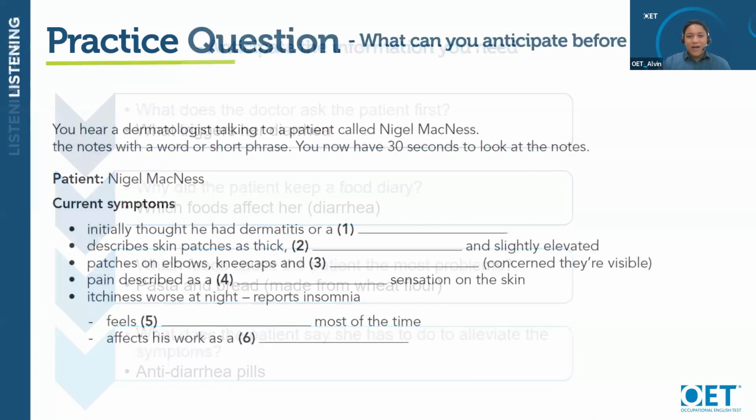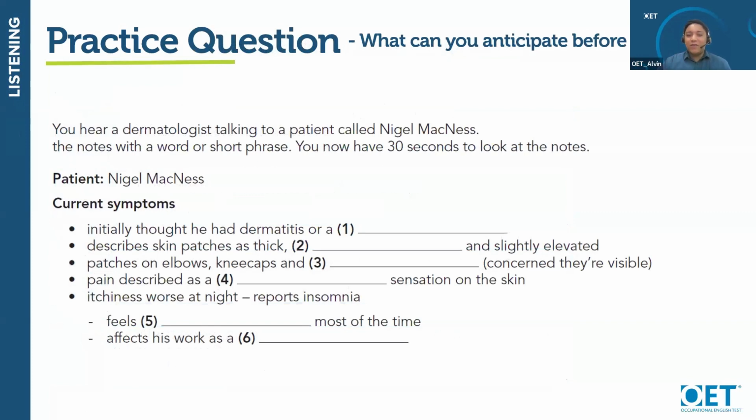So I have here another practice. This time, everybody, we have a patient. His name is Nigel McNess. You hear a dermatologist talking to a patient called Nigel McNess. You need to answer the notes with a word or short phrase, and you now have 30 seconds to look at the notes. Your 30 seconds starts now.